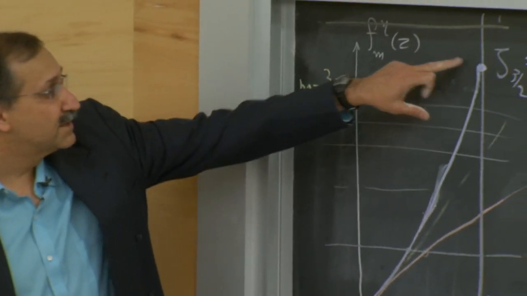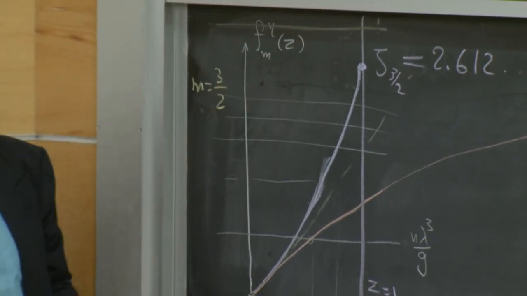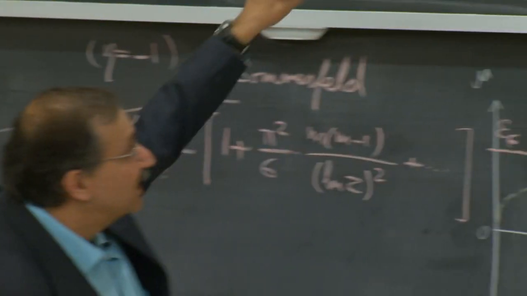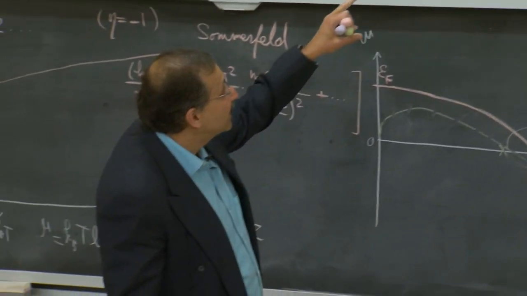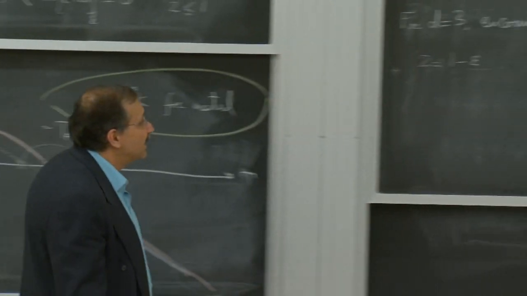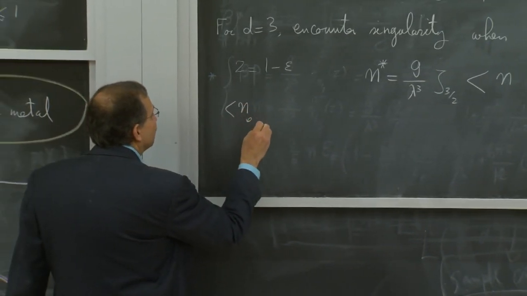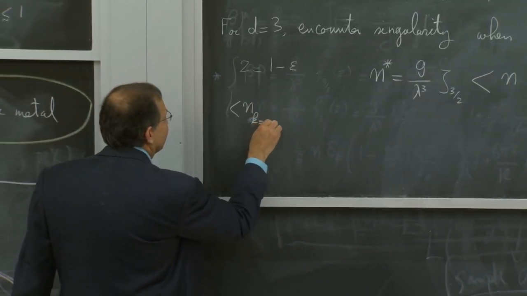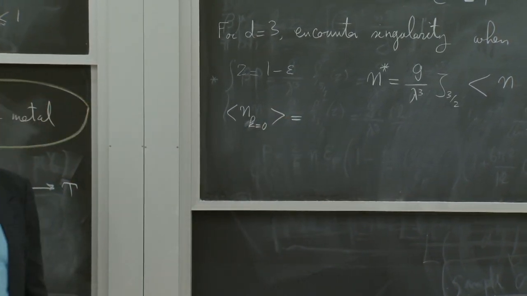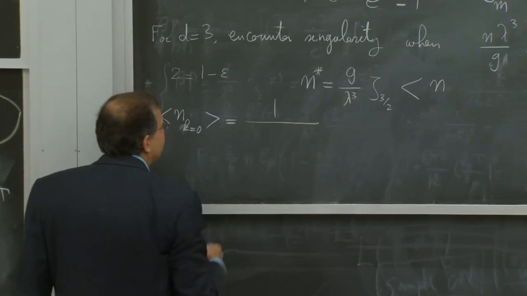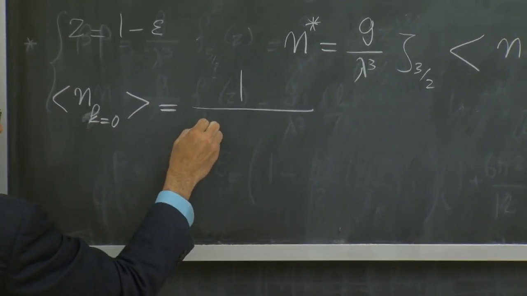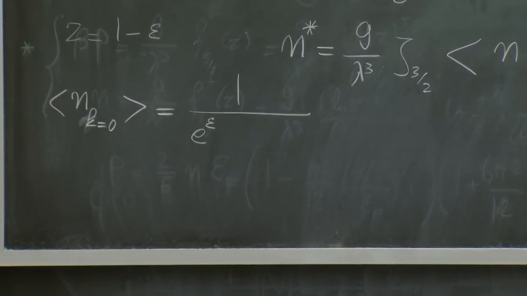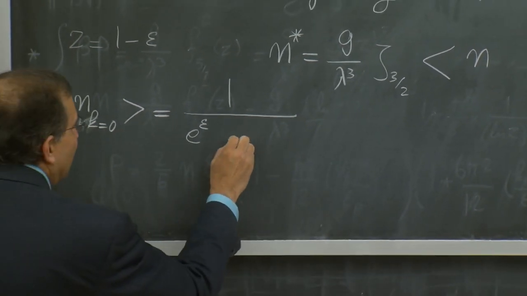If I could make up the total density with z equals to 1, I would be satisfied. I would be making it here, but I'm not making it up with the spectrum that I have written over here. But on the other hand, if epsilon is incredibly small, what I find is that the occupation number of the k equals to 0 state, so let's write it n of k equals to 0, what is that? It is 1 over z inverse, which is the inverse of this quantity, which is 1 plus epsilon, which is approximately e to the epsilon, minus 1.